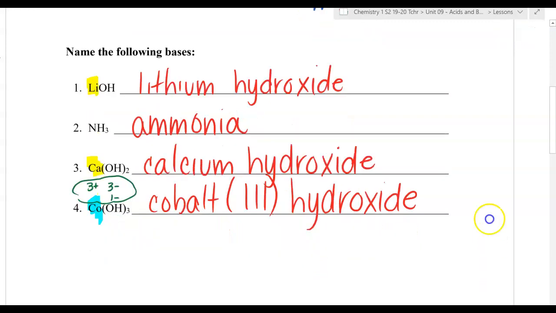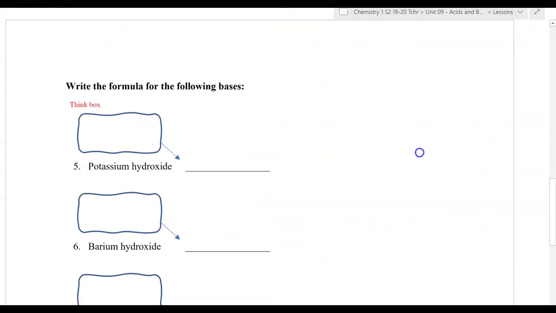Well, let's go the other way. We've got the name, and we have to come up with a formula. We have our think box. Potassium is in the S block. It's in group 1, and then hydroxide is a -1. So +1 and a -1 works out perfectly, so it's KOH.